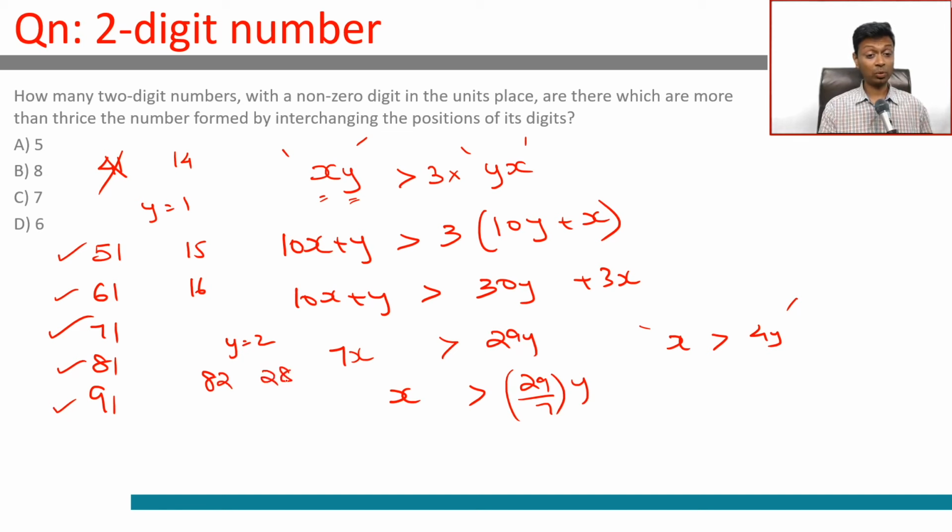We could put y equal to 2, 4 times y is 8, 82 and 28. 82 and 28 does not work. 28 into 3 is 84. 92 and 29, that works. With y equal to 2, there's only one possibility: 92 greater than thrice 29. y could be 3, but if y is 3, x should be more than 4y, that's not possible. So there are 1, 2, 3, 4, 5, 6 numbers. This is what we are looking for.